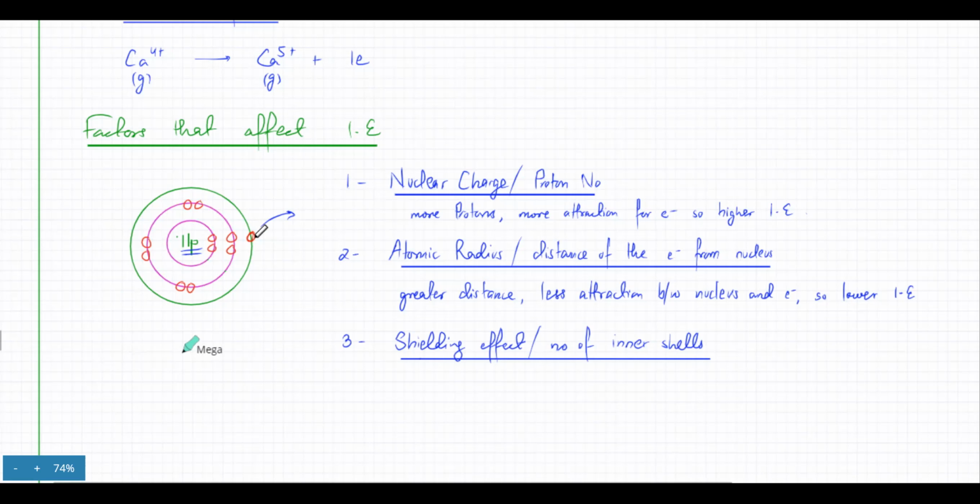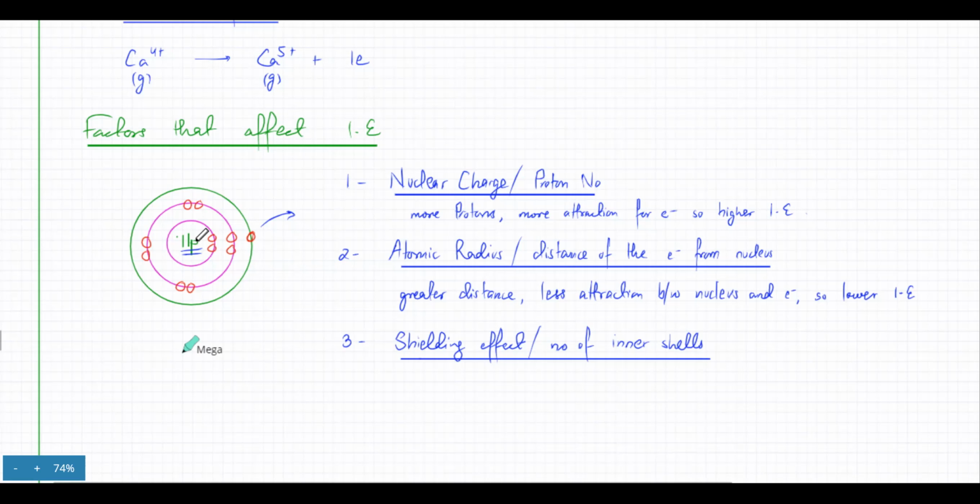So this is your outer electron and this is your nucleus. The reason this electron is attracted to this atom is because the nucleus is attracting it. But there are shells coming in the way. And if there are more shells coming in the way between the nucleus and this outer electron, the attraction would be lesser. For example, if there's a magnet and there are nails and they're getting attracted, and you put something in between, the attraction would be lesser.